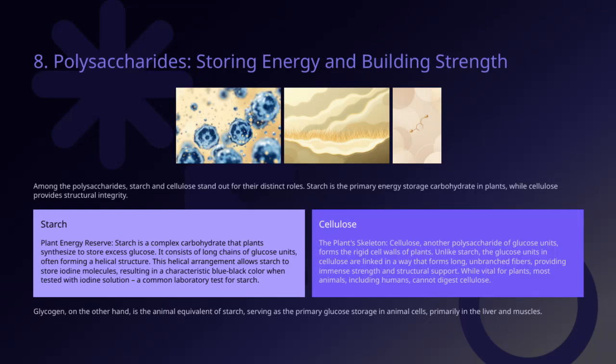Now let's explore the plant's skeleton. Cellulose is another type of polysaccharide made up of glucose units, but it plays a very different role from starch. It forms the rigid cell walls of plants, giving them structure and support. Unlike starch, the glucose units in cellulose are linked in a way that creates long, unbranched fibers. This arrangement provides immense strength and makes plant cells sturdy.